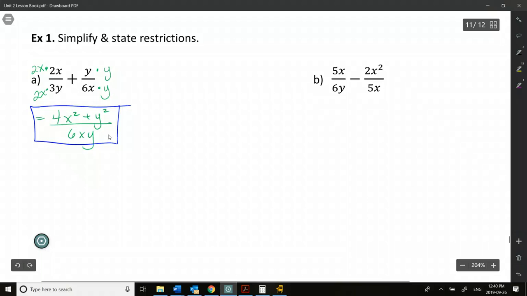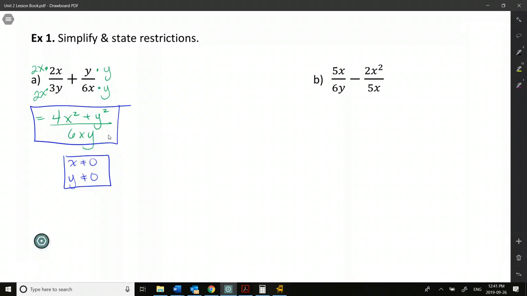Can somebody help us with our restrictions for this one? Jameson? X cannot equal 0 and y cannot equal 0. Okay. So if either x or y are equal to 0, it's going to make this whole denominator 0. We also want to look, of course, at our original denominators. So if I have 6 times 0 or 3 times 0, those things will become divisions by 0, which we know are undefined. Okay, perfect.